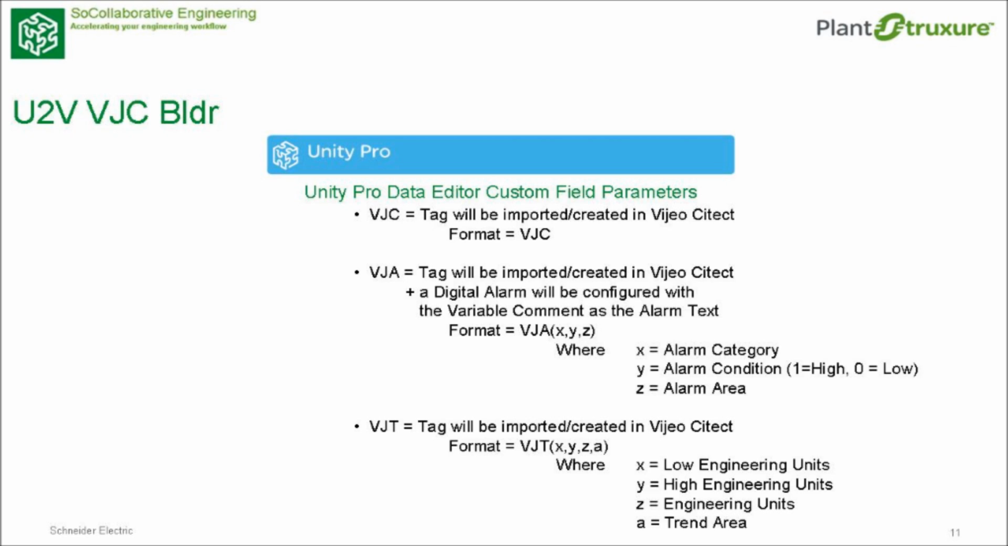Now it is time for me to define the variables in Unity that will be used in Vijeo Citect. This definition also includes how the variables will be used, or stated differently, which variables are alarm and/or trend variables. Here is the syntax that is used in the custom field of the Unity data editor. The custom field can be displayed in the data editor by right-clicking in the data editor and using the Customize Columns feature, and/or the custom field is visible in the Data Properties window. You can pause the video here to review the syntax.